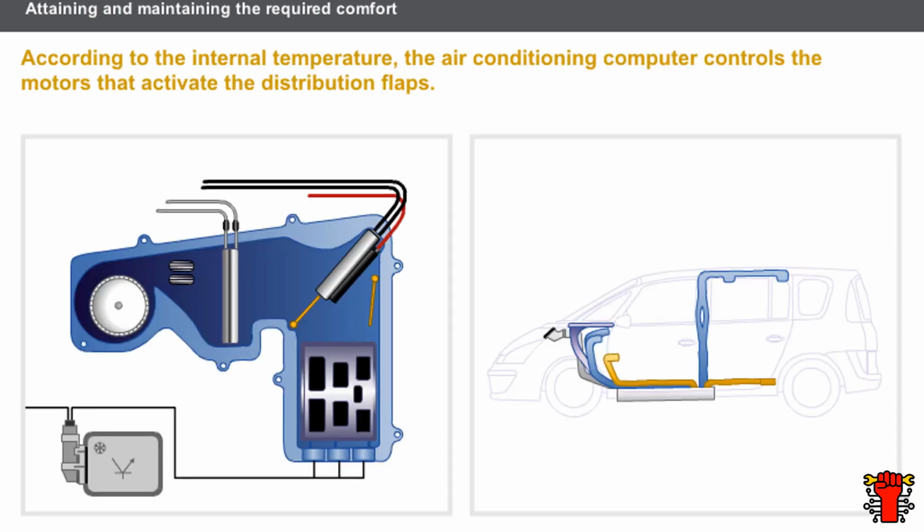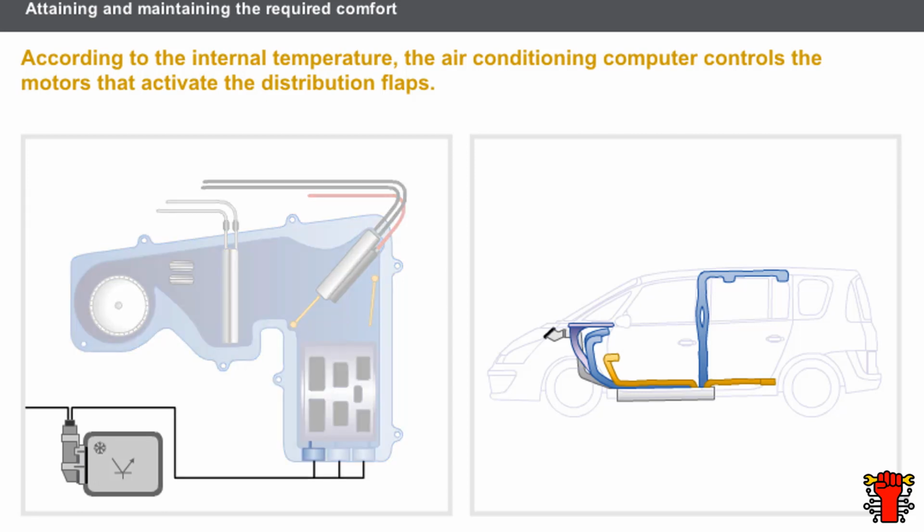Let us now look in detail at the control of the air distribution components when the air conditioning starts. Depending on the vehicle type, the air conditioning computer manages the control of the air distribution flaps via between 1 and 3 direct current motors. Front vent distribution motor, footwell vents distribution motor, and rear headrest vents distribution motor.